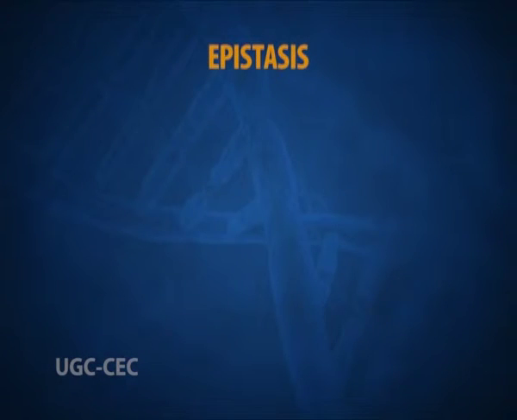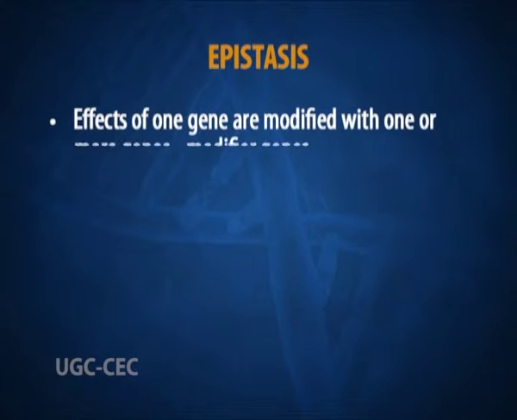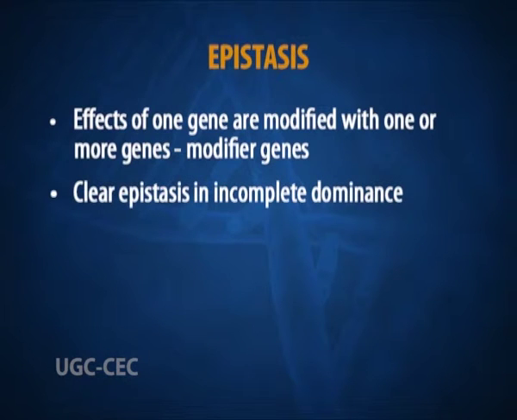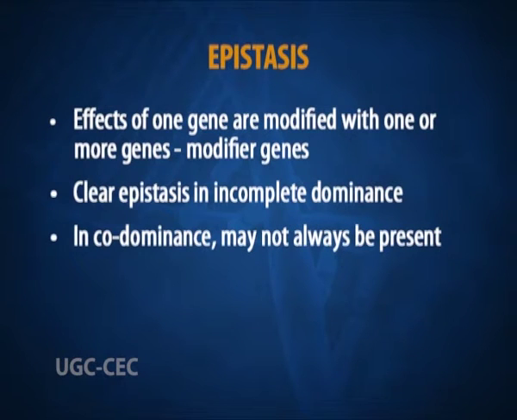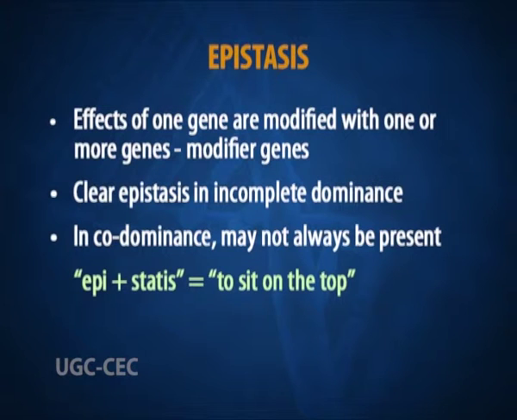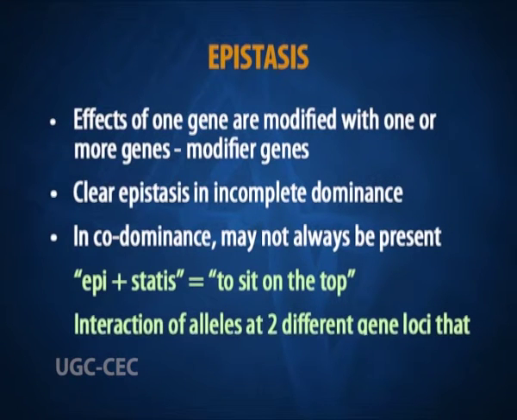Epistasis is a phenomenon where the effects of one gene are modified by one or more genes. These genes can be called modifier genes. In incomplete dominance, there clearly is epistasis, whereas in codominance this may not always be present. That means, they are independent and coexist. The literal meaning of epi plus stasis is to sit on the top. It is an interaction of alleles at two different gene loci that affect a single trait.